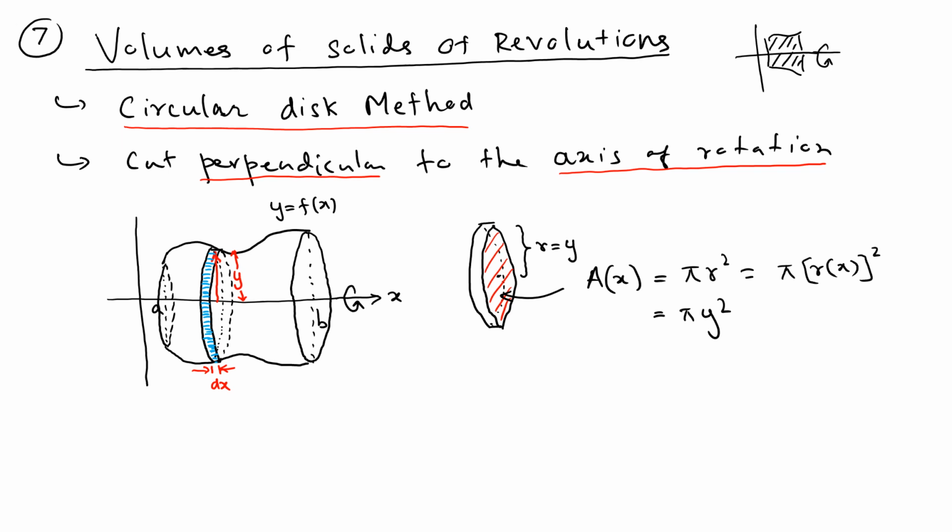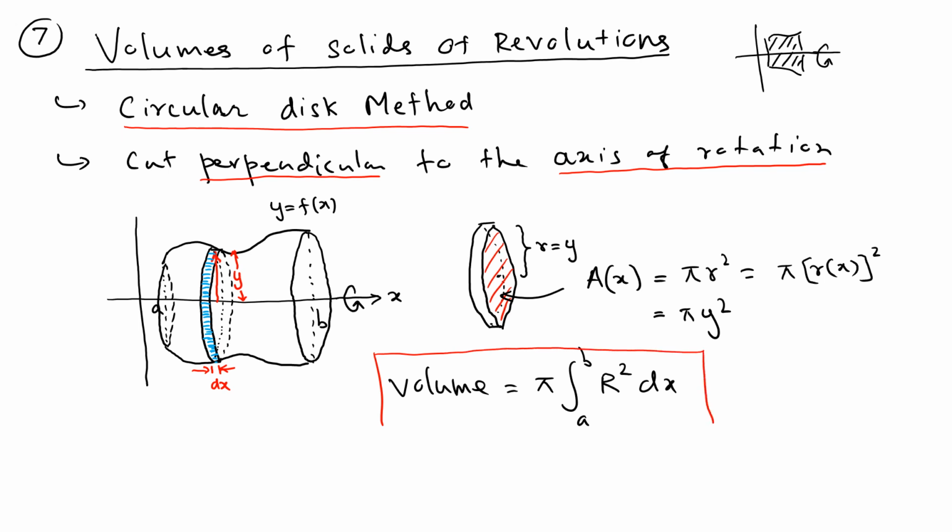So that means we can write the volume formula. The volume is simply pi times the integral from a to b of whatever the radius is, radius squared dx. So you can write it like that. Sometimes we use lowercase or uppercase, it doesn't matter. R is the radius of the disk, the typical disk. So that is the formula.